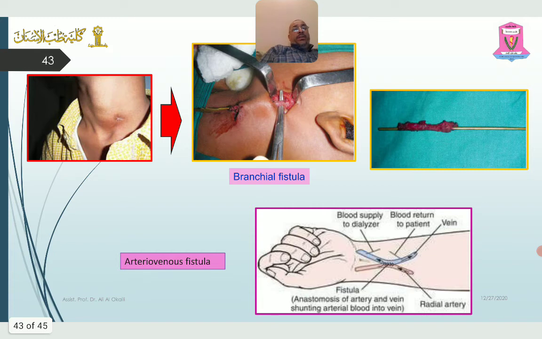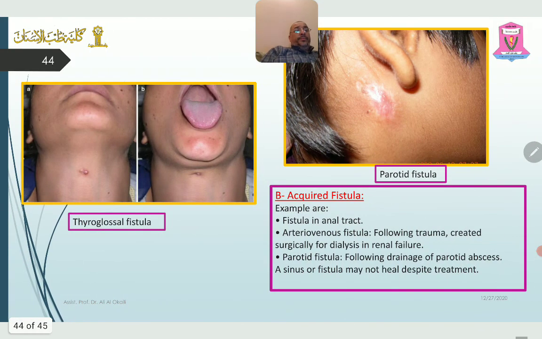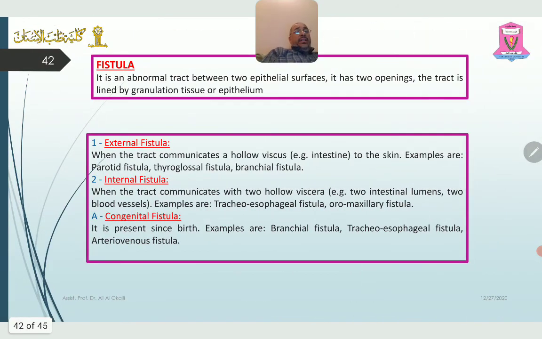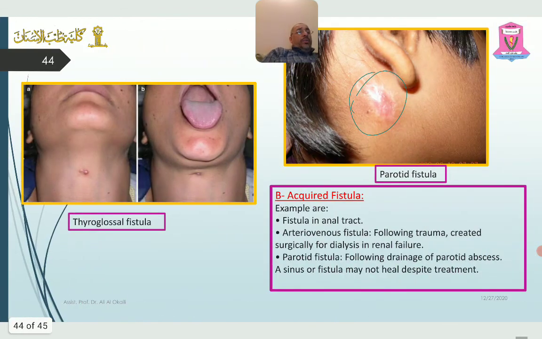And these are examples of fistula: bronchial fistula, arteriovenous fistula, thyroglossal fistula, parotid fistula. And the internal fistula is of two types: congenital fistula, and the other type, acquired fistula. Fistula in the anal tract, in those who suffer from hemorrhoids and so on. Arteriovenous fistula: sometimes a surgical error leads to formation of a fistula between the different blood vessels, the veins and arteries.